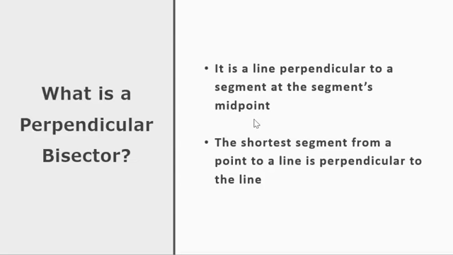Now, the shortest segment from a point to a line is perpendicular to that line. You may have heard it said that the shortest distance between 2 points is a straight line. It's kind of what this is saying. So if you want the shortest segment, look for the one that is perpendicular to a line. Okay, so let's take a look at an example where we have to identify a shortest segment and then write an inequality and solve it to find the measurement that x could possibly be.